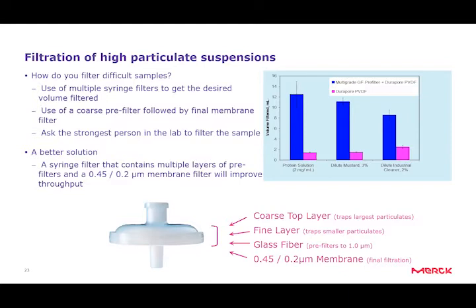The chart on the right-hand side clearly shows how much sample volume can be filtered by just using a multigrade glass fiber pre-filter in a syringe filter format, followed by a PVDF membrane. Roughly 6 to 8 times higher sample volume can be easily filtered before the membrane clogs up when using a multi-layer syringe filter.